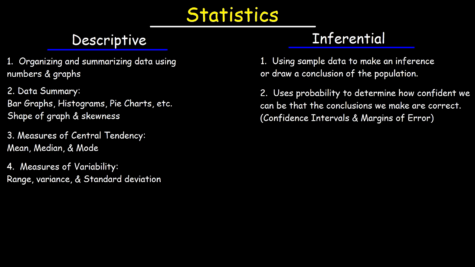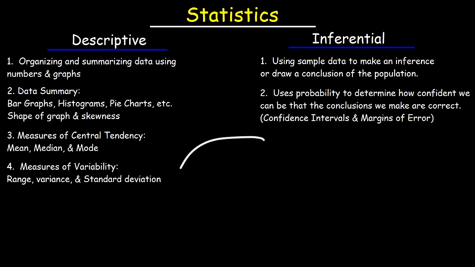Now let's move on to inferential statistics. In this branch of statistics, that's when we take our sample data and we use it to make an inference or even draw a conclusion about the population. We can even use probability to determine how confident we can be that the conclusions that we make are correct. So let's use an example to illustrate this.